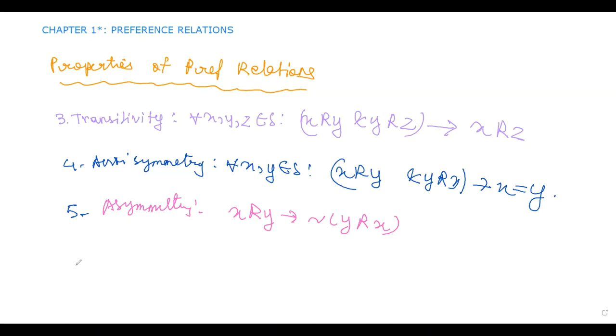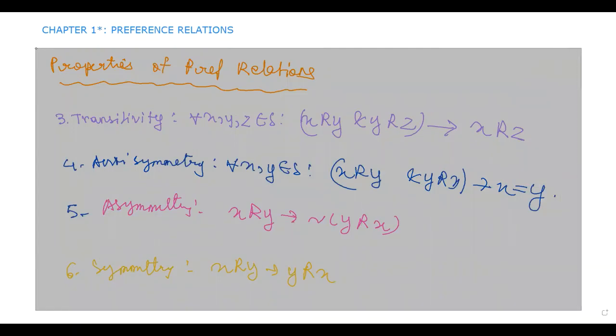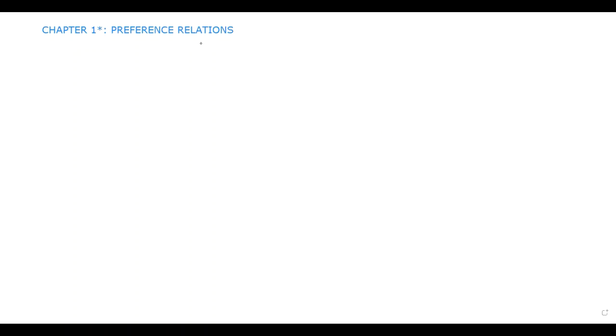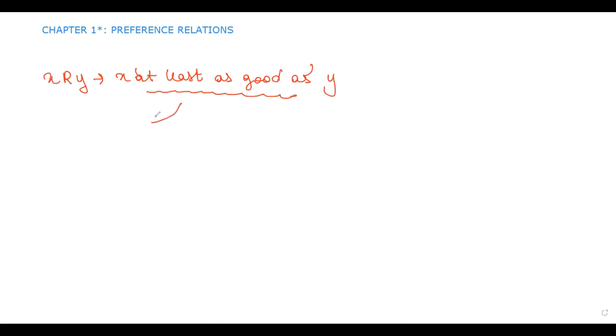All right, and the last property is that of symmetry, which is the exact opposite of asymmetry. X R y implies y R x. All right. So these are 6 properties of preference relations that might exist. Now let me explain a little bit about the symmetric and asymmetric components of a preference relation. It's very relevant at this point to understand, because otherwise those properties may not seem very useful to you. So x R y means x is at least as good as y. Now at least as good can have 2 meanings. The first meaning is equally good.